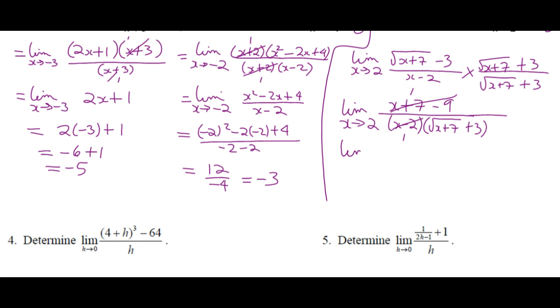Okay, so it's the limit. This last time we're going to write limit. That's of 1 over x plus 7 plus 3, and that's 2. Which is 1 over the root of 2 plus 7 plus 3, which is 1/6. What was it approaching? 2, right? 2.